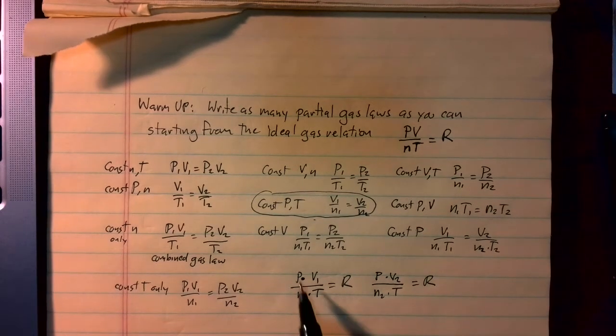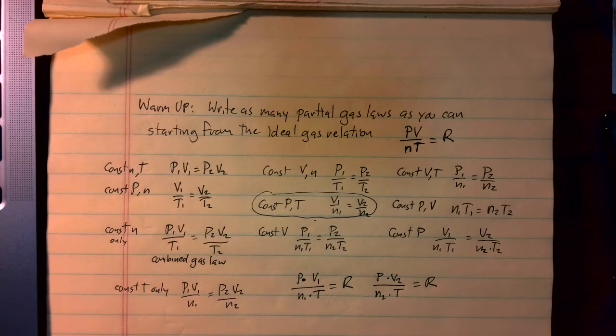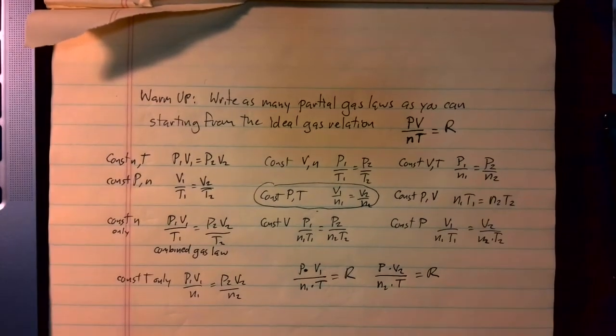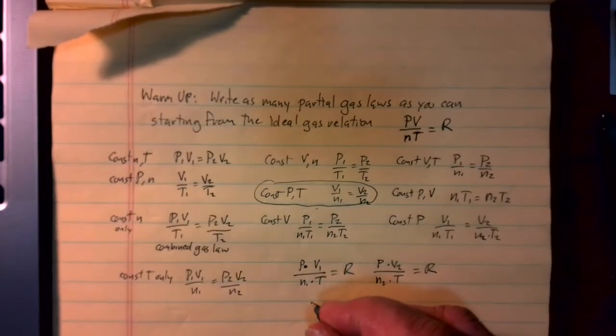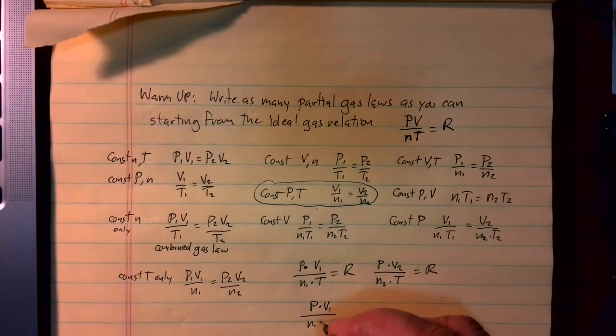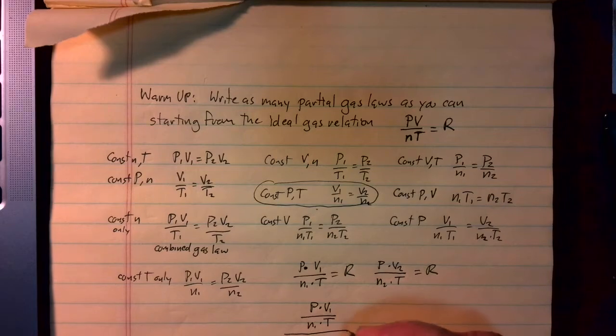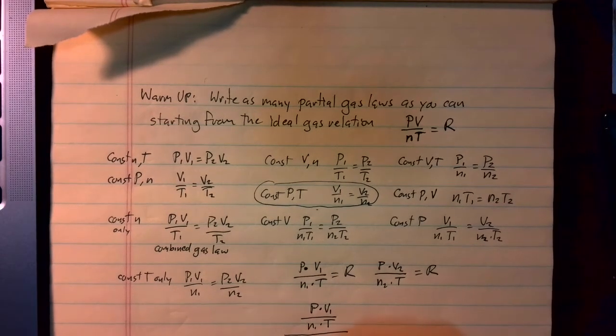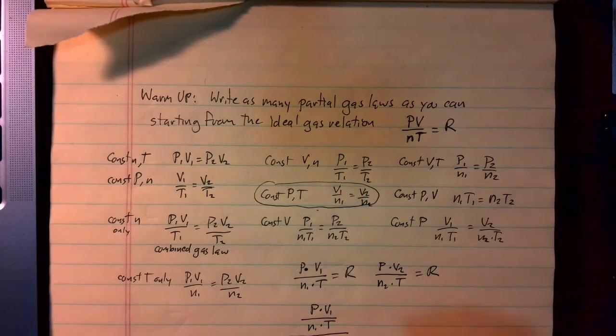When you have variables that you want to cancel out like this, what you do is you divide. Now, the way this is done, you just say P times V1 over n1 times T, and you divide that whole thing by P times V2 over n2 times T.